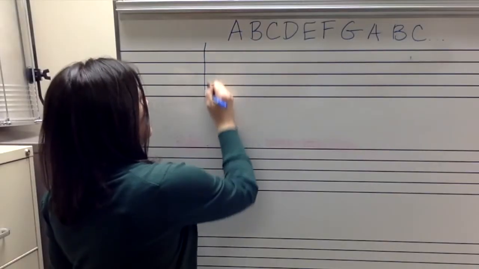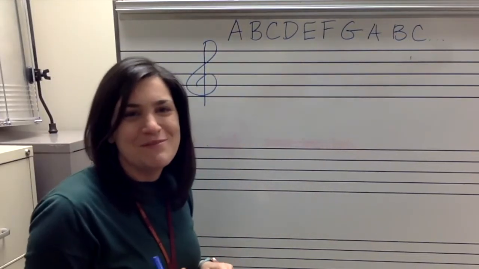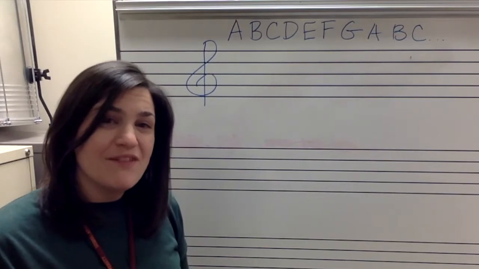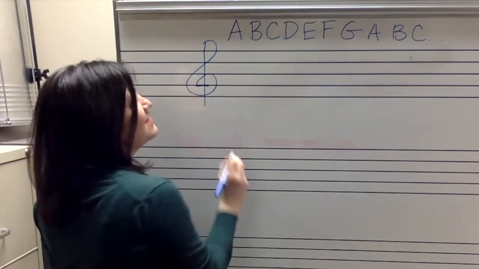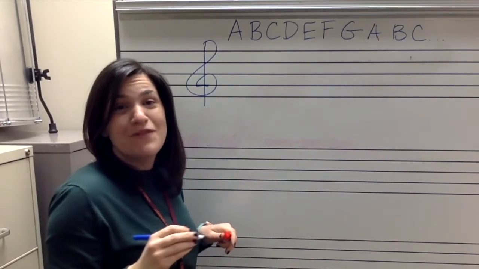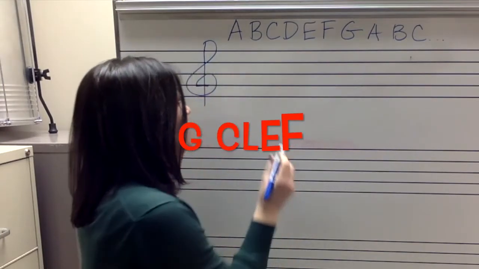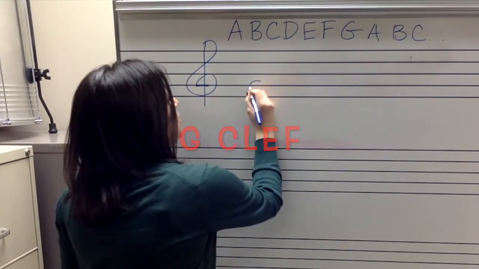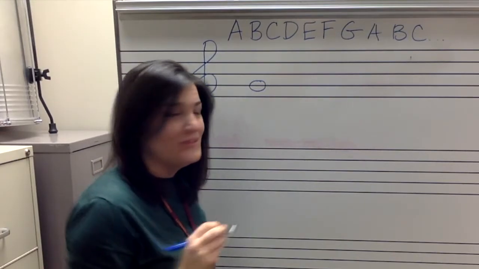A treble clef looks like this, kind of like a fancy P with a little swirly swirl in the middle. And this treble clef tells us what note we would find on this line. There's another name for this treble clef. The other name for it is a G clef. So that means that if I were to draw a note right here on this line, that note is the note G.